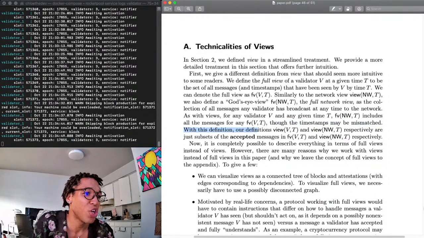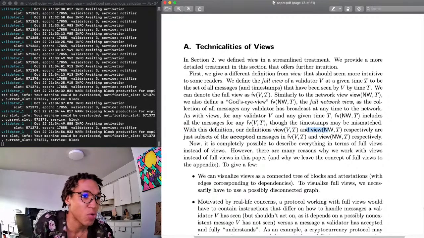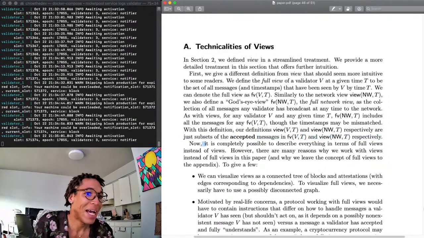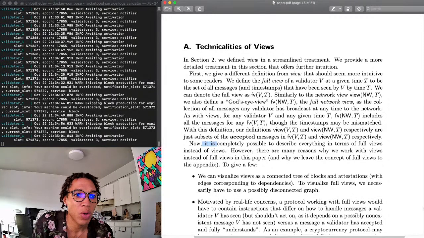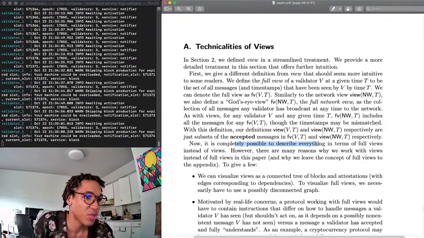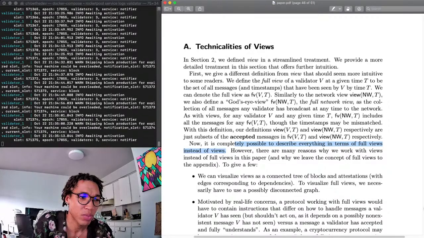With this definition, our definitions of view, validator view and network view are just subsets of the accepted messages in the full view and the view respectively. Now, it is completely possible to describe everything in terms of full views instead of views.